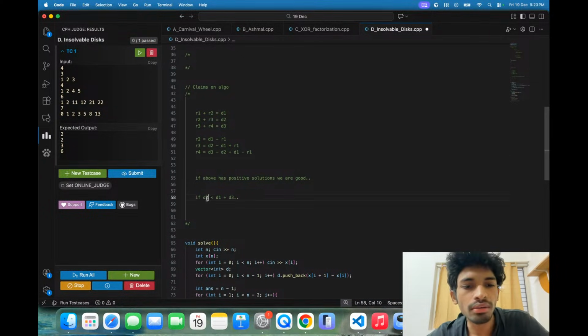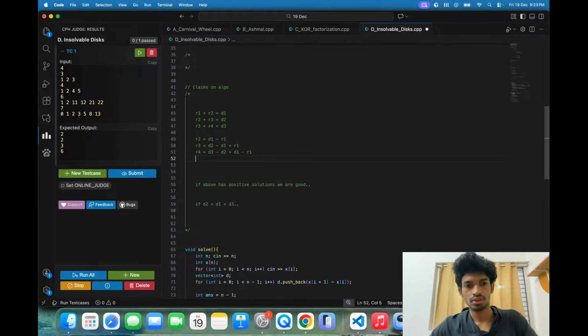And what do we have? D2 less than D1 plus D3. So we have this to be positive. Okay. So whenever this is negative, we have this to be positive. R5 is D4 minus D3 plus D.